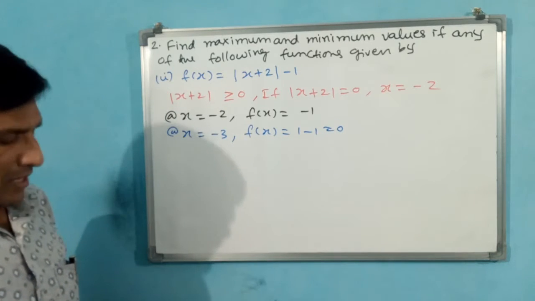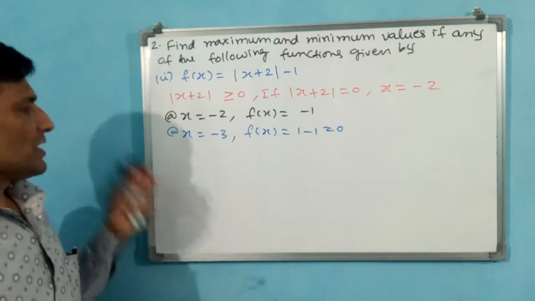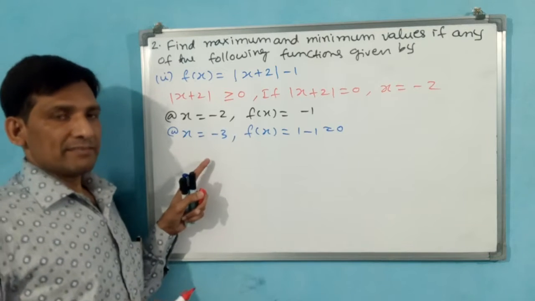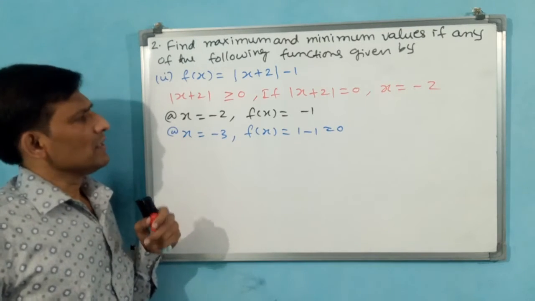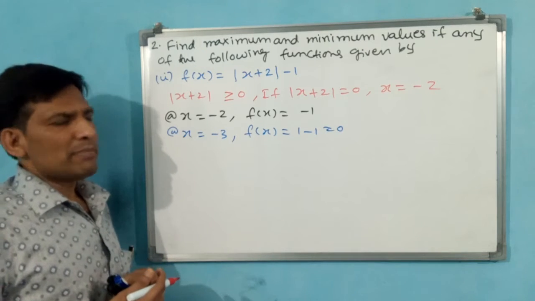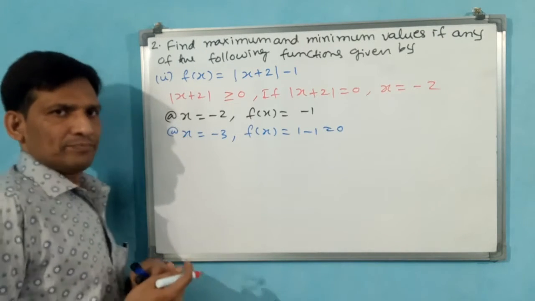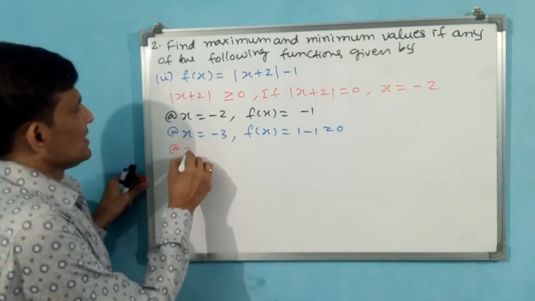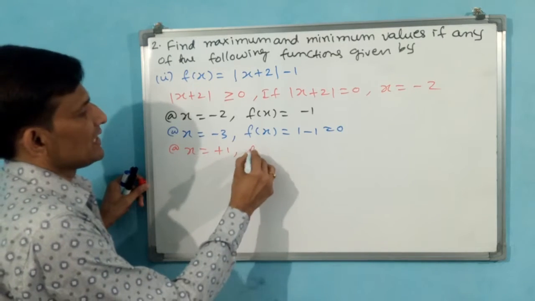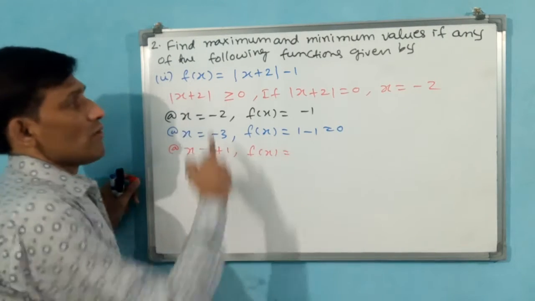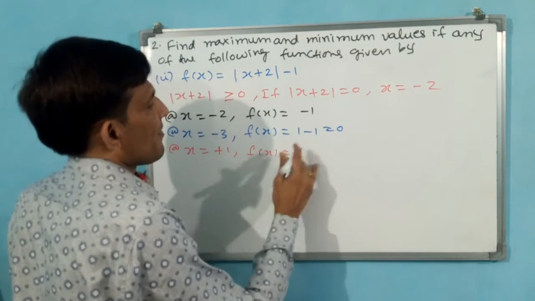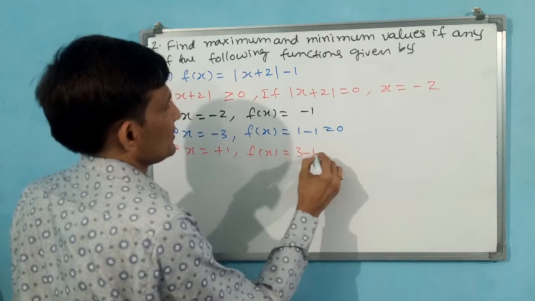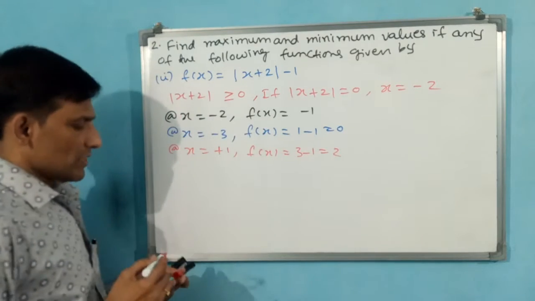Okay. Let us come again. See, one point less than minus 2 you have taken, but greater than minus 2 also you take one point. 0 is greater, but we will take 1. At x is equal to plus 1, f of x is equal to 1 plus 2, which is 3. 3 minus 1 is 2. Is it okay? Definitely okay.